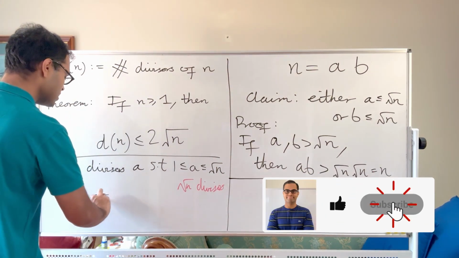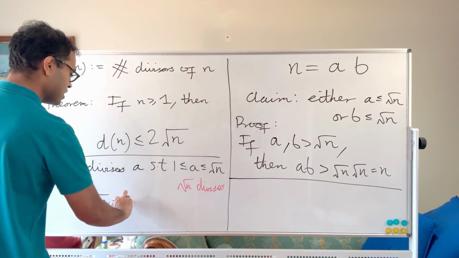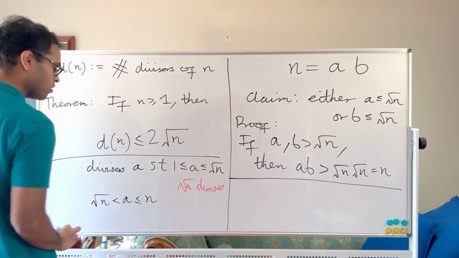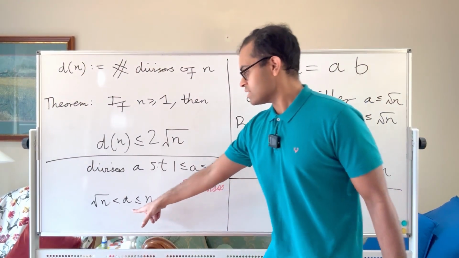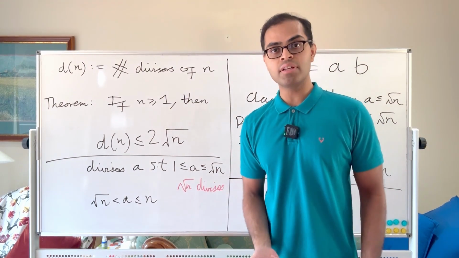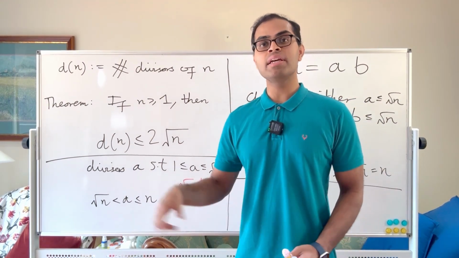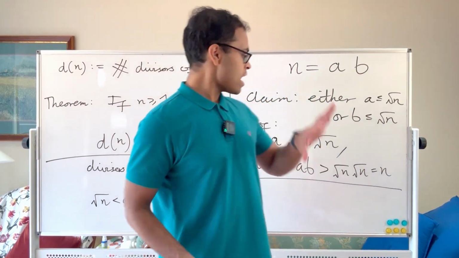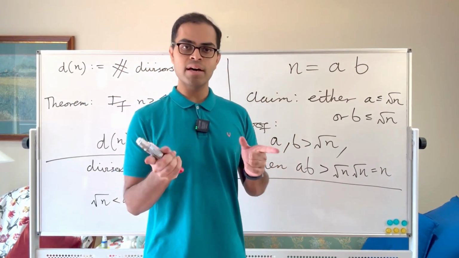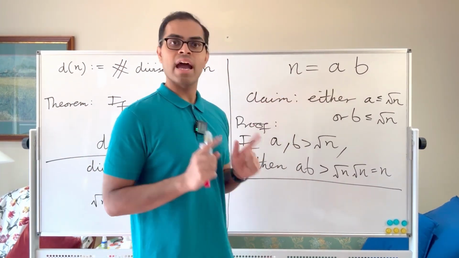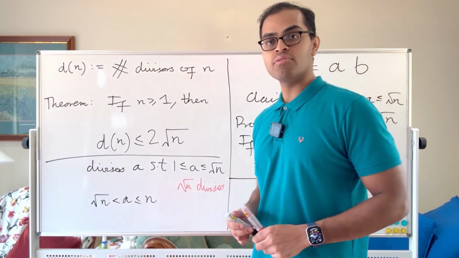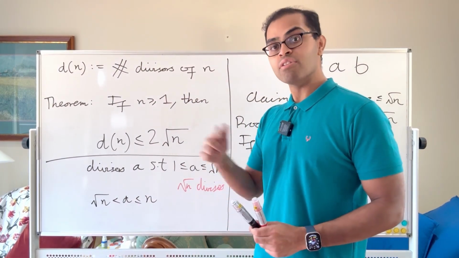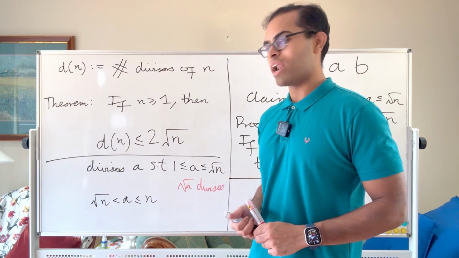So if you look at divisors a with root n less than a less than or equal to n, then we observe that for each such divisor, there's going to be a complementary divisor, and that one is going to be less than or equal to root n. By our argument here, at least one of the factors in the product has to be less than or equal to root n. So if the first divisor we take is greater than root n, the complementary divisor n over a has to be between 1 and root n.